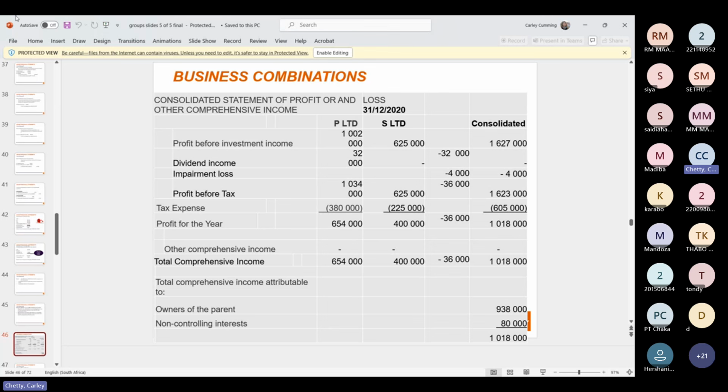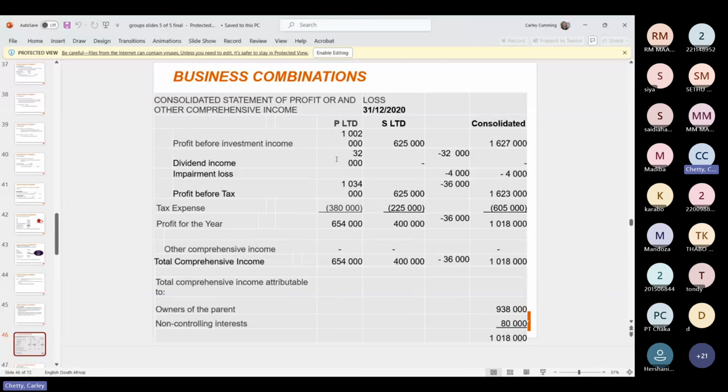So let's have a look at our statement. So they gave us these figures previously. So if you want to follow, you can have a look at the figures previously given. I'm just going to that slide. Okay, so P had a profit before investment income of 1,002,000 Rand, and S had 625,000. So we're going to add those two together.